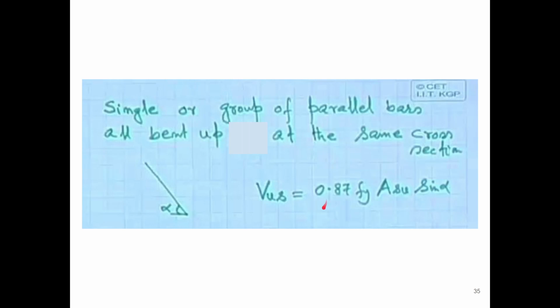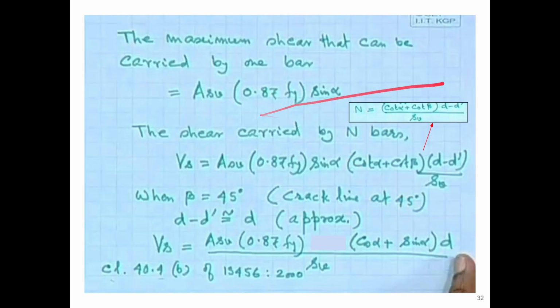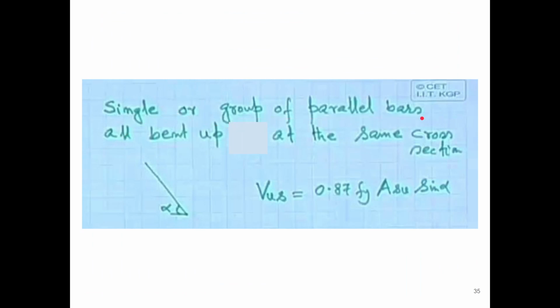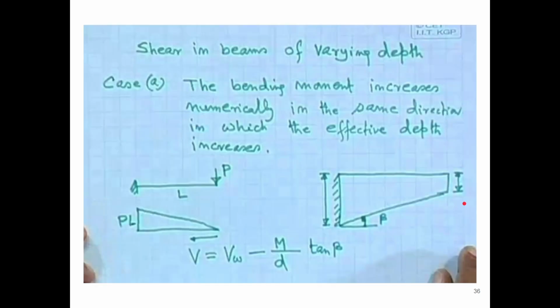Here, if we consider a single bar or a group of parallel bars, all bent up at the cross section, then the value will be Vus equal to 0.87 fy Asv into sin alpha. Even if you take a group of parallel bars together, it will be 0.87 fy Asv into sin alpha. But this Asv value will increase because it is a group of parallel bars, so Asv is multiplied by the number of bars. The formula remains the same.